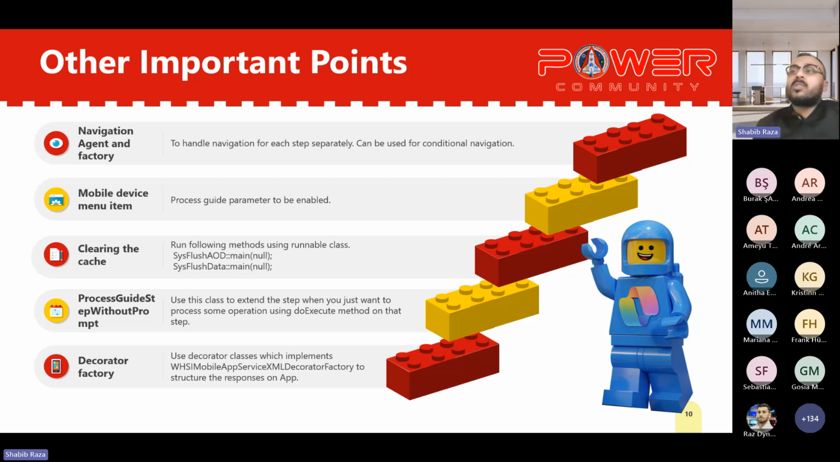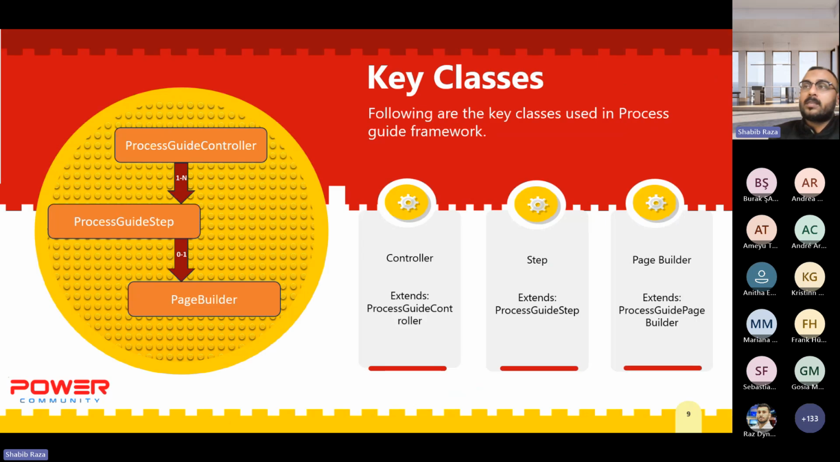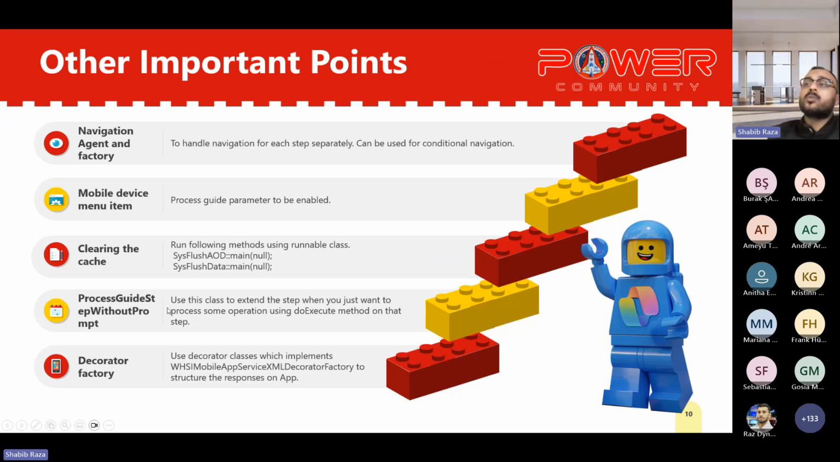Okay. Now the next point relates to the previous slide, process guide step without prompt. This is the class which is used as a parent class or base class for this step. This is the step class that can be used if you want to process. If you want to use the step just for processing purposes, you don't want to display anything in your step, then you will create the step, extending it from this class.